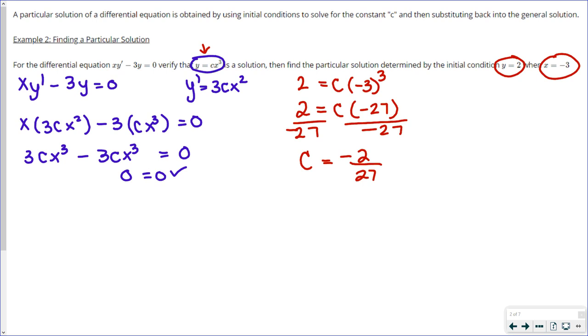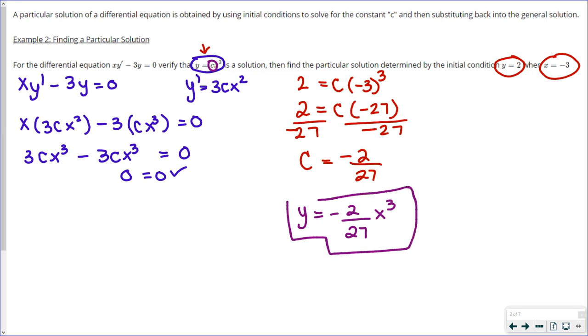My final answer is we have to go ahead and plug that c back into our solution. So we're going to take our equation. Here's my last step. y equals, and instead of c, we put negative 2 over 27, and then the x cubed. So we just replaced the c here with the c value we found. And there's the exact particular solution for this differential equation.